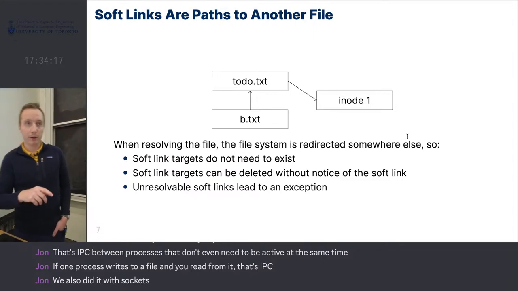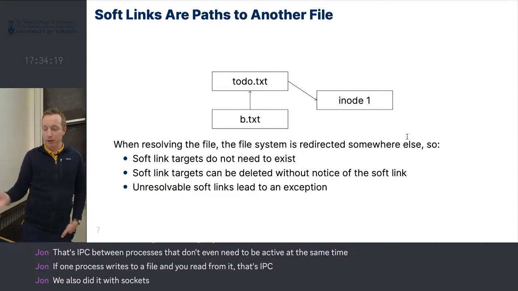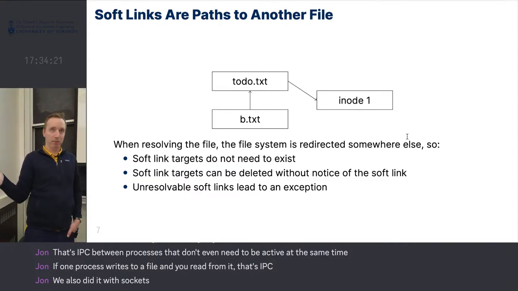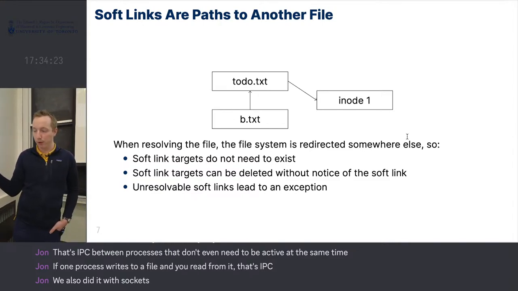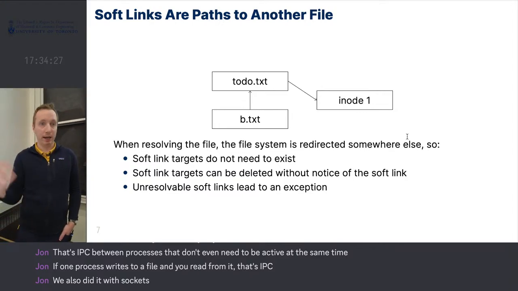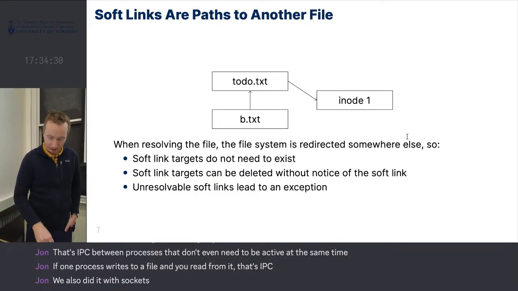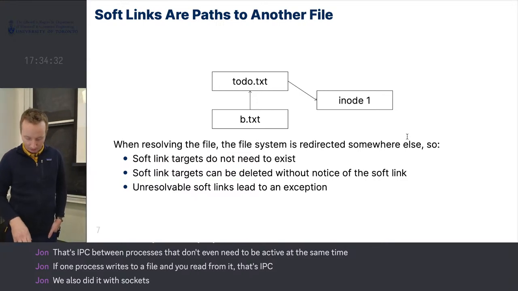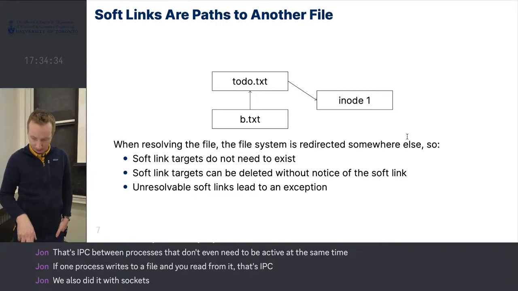So the soft link target doesn't need to exist. Soft link targets can be deleted without the notice of the soft link. You just get a weird error. And if you can't resolve the soft link, it leads to an exception. So why do we have soft links? Let's try and create a soft link.